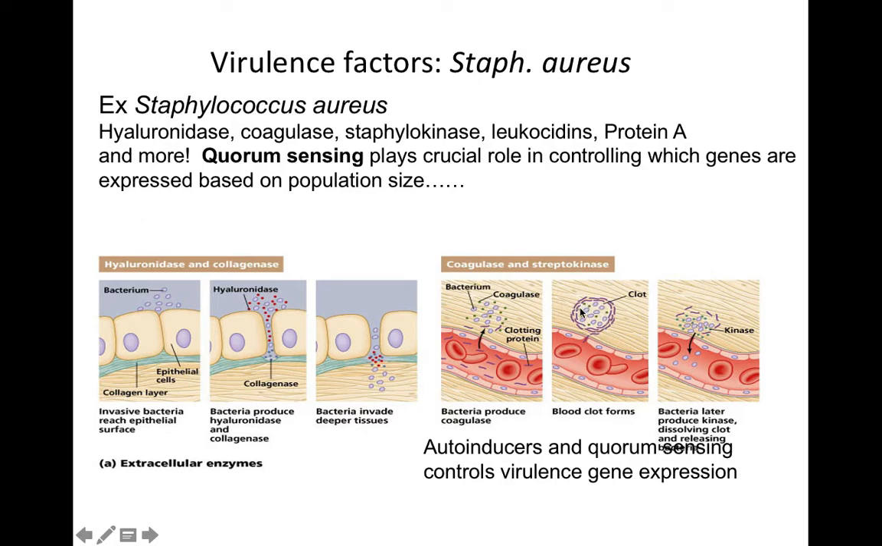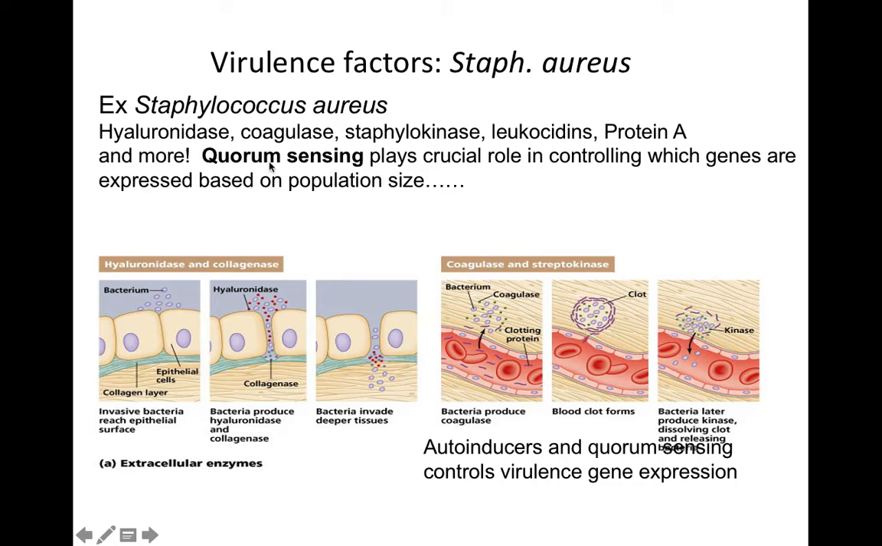When the Staph aureus grows to really high population size, we have massive amounts of autoinducer. And when enough autoinducer binds to the receptors on the Staph aureus, through a complicated series of events, it will result in transcription of the coagulase gene being shut off. And then we're going to turn on transcription of the staphylokinase gene. And again, this is based on population size, and it's just brilliant.